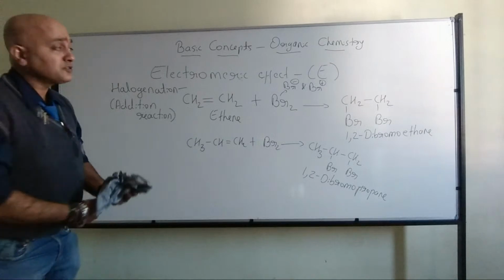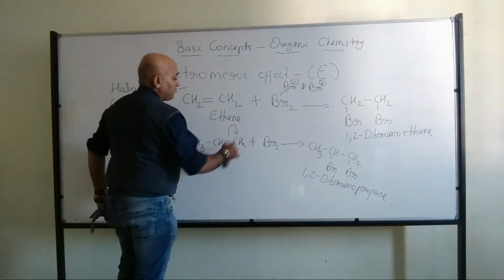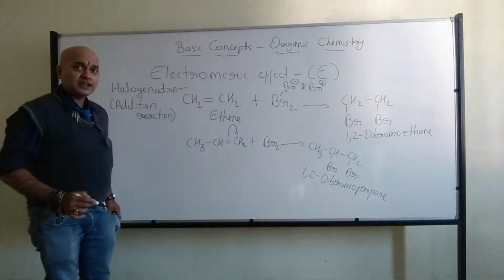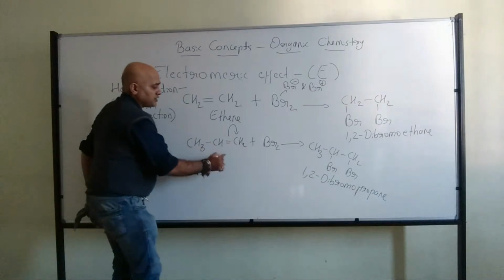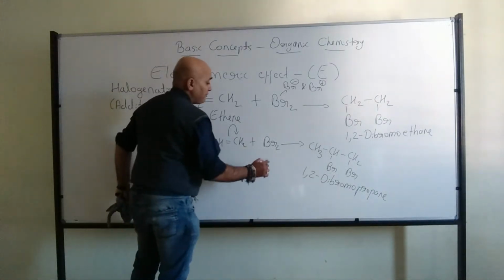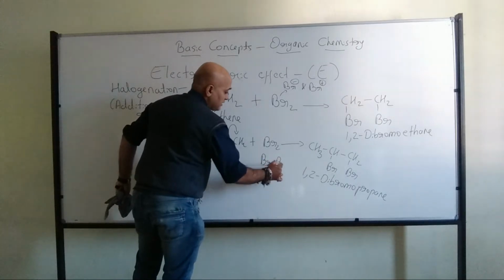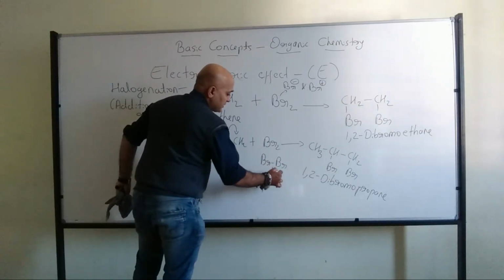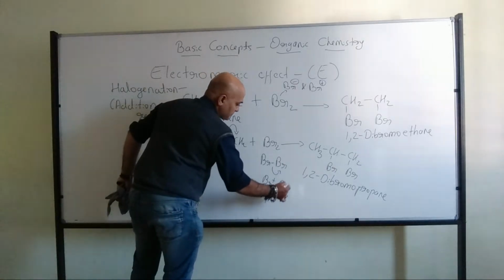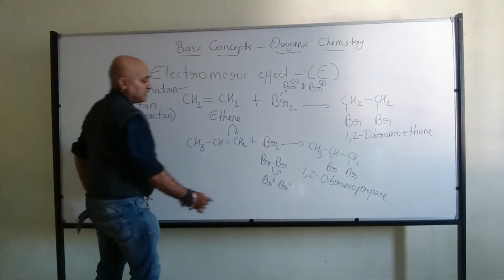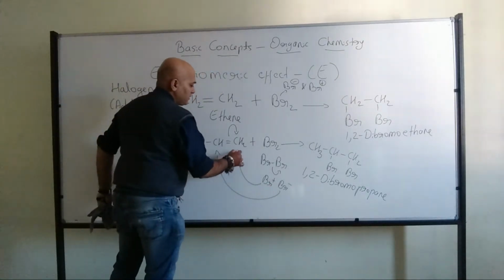But here also there will be an electromeric effect, where electrons will be shifted over here. Anyway, we will not go into the detailed mechanism. There will be formation of a cyclic derivative, but we will not go into that. And this bromine is going to be cleaved, where there will be formation of bromonium and Br minus. So that's where Br minus will come here, bromonium will go there.